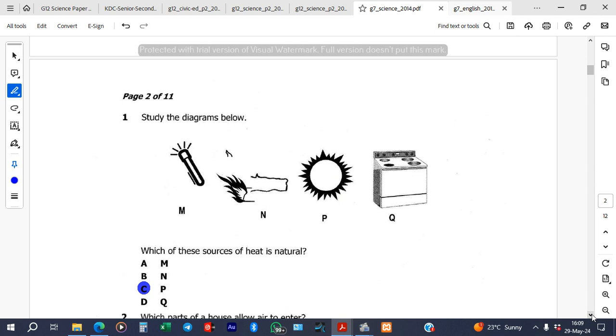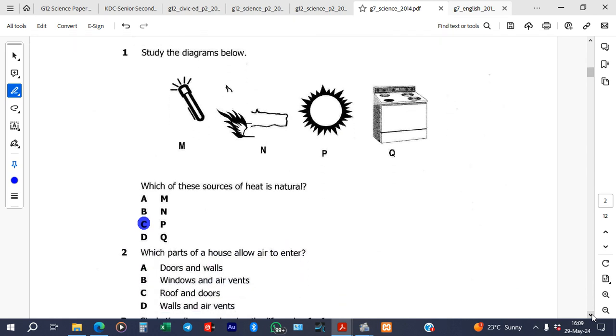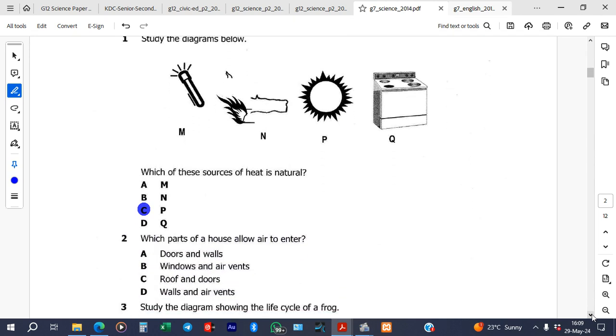So let's move on. Question 2. Which parts of a house allow air to enter? You have A, doors and walls. For doors, we know that when you open a door, air comes into the house. But do the walls help air to come in the house? The answer is no. Instead, the walls block the air.